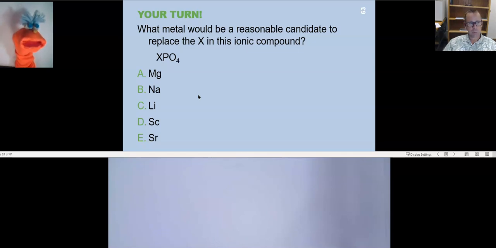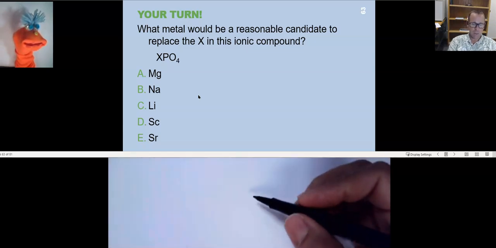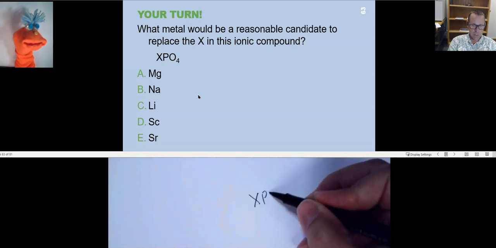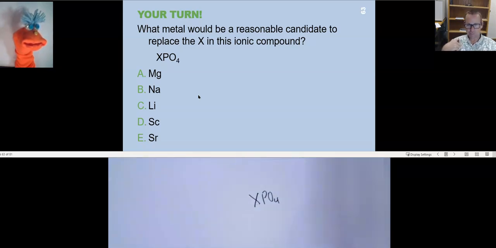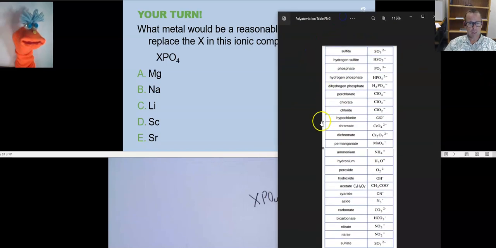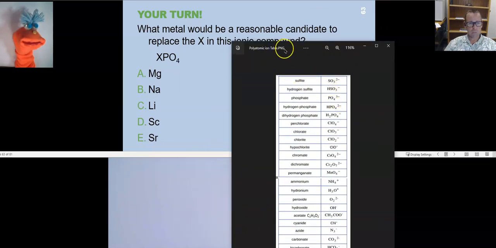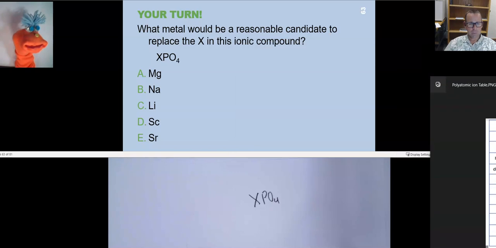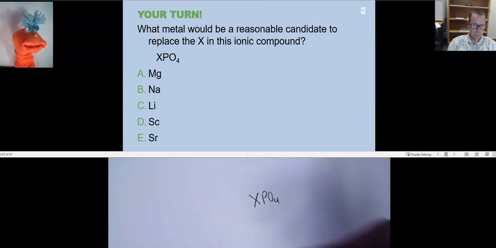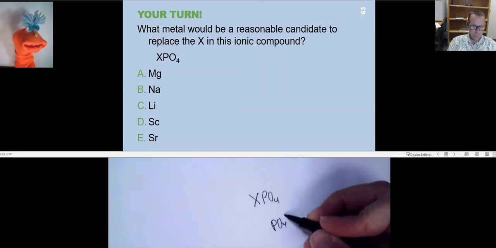I'm not sure I know how to do this one. All right. Well, XPO4 apparently is some ionic compound. There's 1 X for every 1 PO4. What is the PO4 called? I looked it up. It's called the phosphate ion. All right. So good. You might have looked it up. You might have remembered. The phosphate ion, right here on the polyatomic ion chart, right? PO4, what's the charge on it? 3-. PO4 3-. So that is one of our ions.